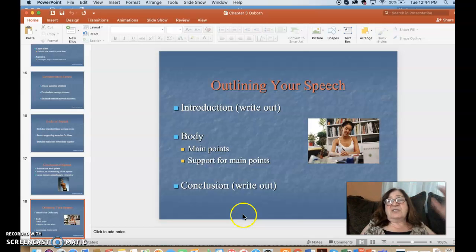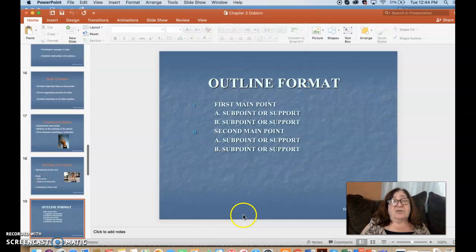Write out the introduction verbatim. Don't let yourself float freely, because that never works when you're in front of a microphone. Then write the body of the speech. You can just draft the main points and find support for each of your main points. Give yourself some time to research and find supporting claims, facts, testimonials. And write out the conclusion. Write out the conclusion in great detail because you don't want to leave anything to chance.